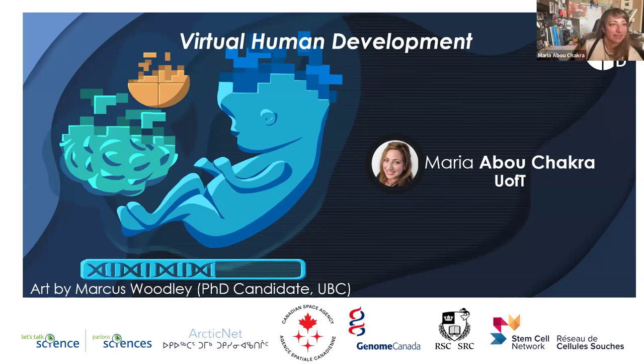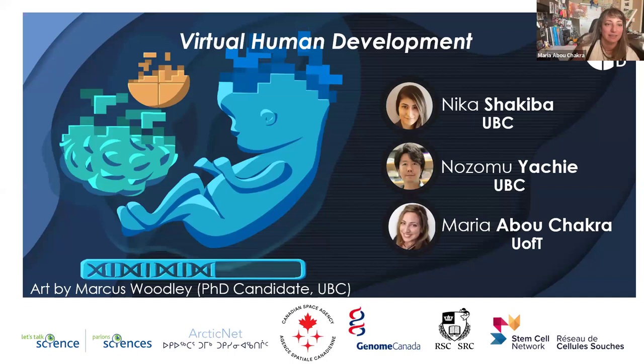So next slide. I want to talk to you about a really nice initiative. And this is where the science fiction and future comes in. This is an initiative that is co-founded by Nika Shakiba, who's a bioengineer at UBC. And Nika has the ability to coerce any stem cell to do whatever she wants in a dish. It's pretty amazing stuff. And Nozomo Yachi, who's a systems bioengineer, is trying to create little tiny cameras to put in cells so we can watch and see what they do. And myself, who is a theoretical biologist.